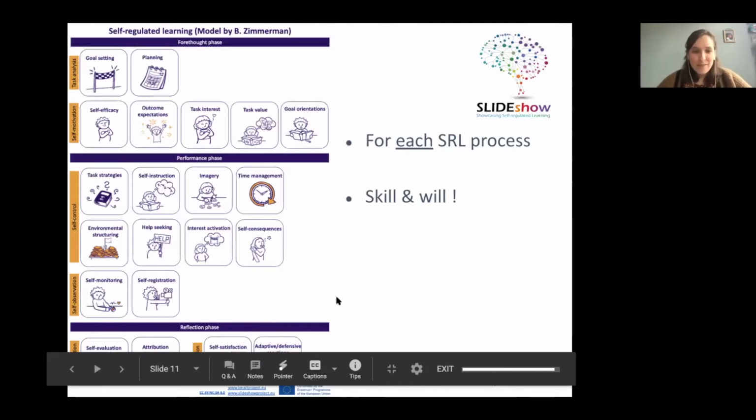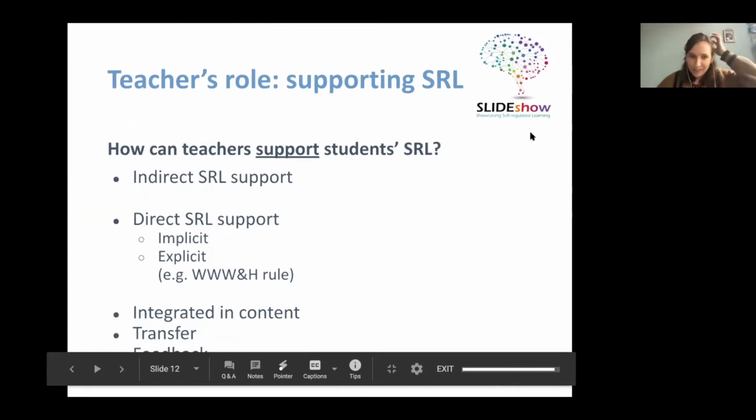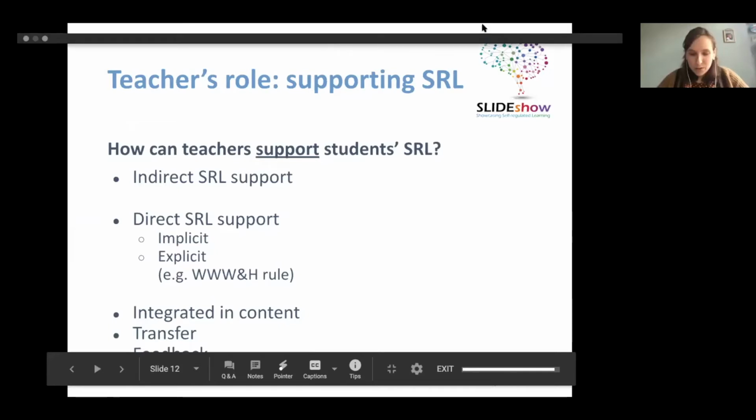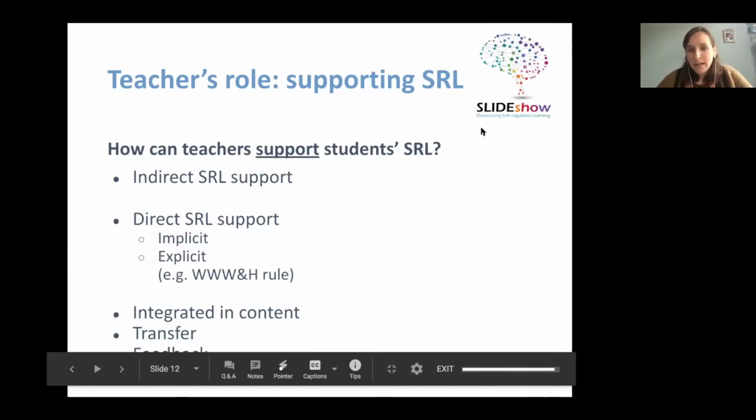On the other hand, the one that does know how to self-evaluate but doesn't do it, you don't want to send him to a training because he will get very demotivated and bored. He already knows how to do it, he's just simply not doing it. So those kinds of students need to be reminded and motivated to self-regulate. Then how can you as a teacher support your students in developing? There are multiple general ways.